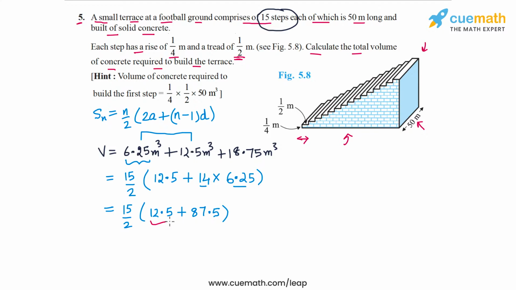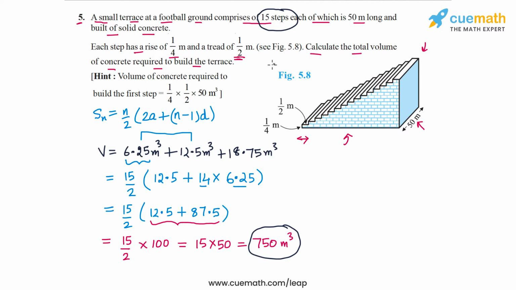Now beautifully, this sum 12.5 plus 87.5 is actually equal to 100. So I think the values were chosen so that we get this easy value to calculate with. So we get 15 by 2 into 100, which is equal to 15 into 50, which is equal to 750 meter cube. So the total volume of the structure is 750 meter cube. So this means that the total volume of concrete required to build the terrace will be 750 meter cube.